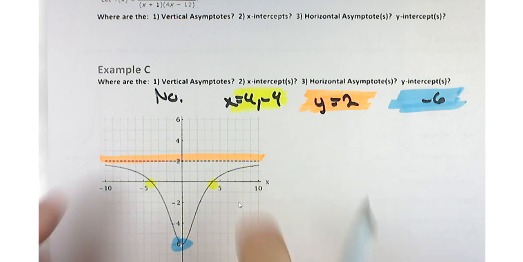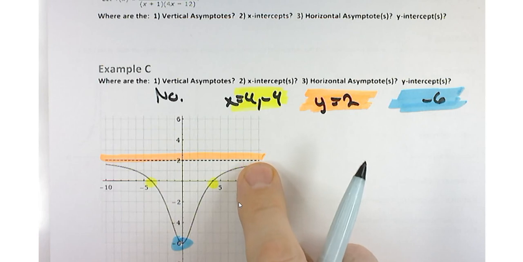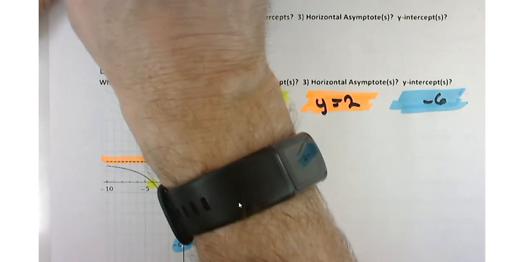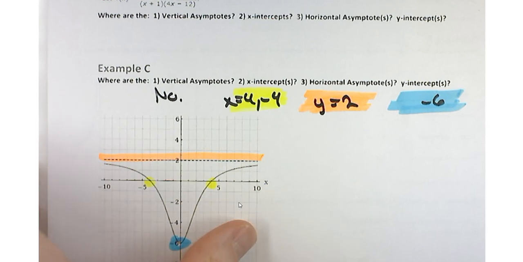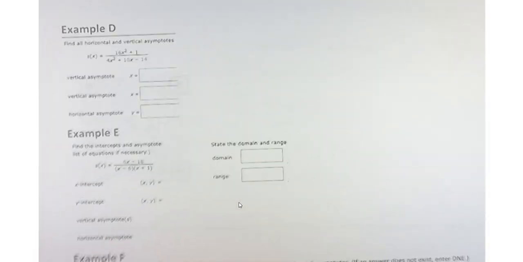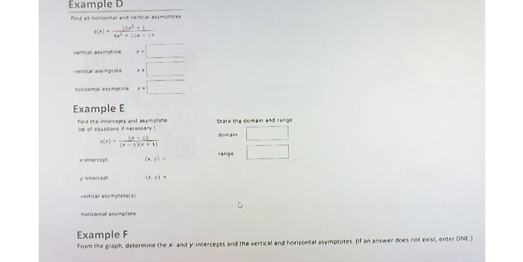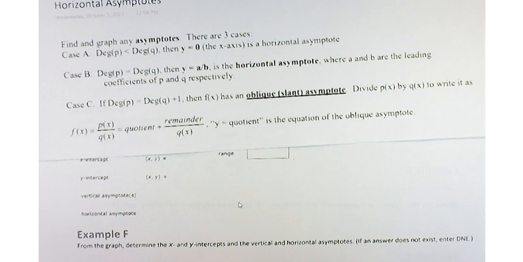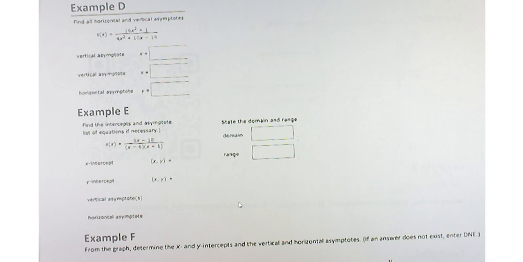Let's try and understand how we can predict where some of these places are, find some of these values, and we'll do that with our next one, example D. I asked you to find several things here, vertical asymptotes and horizontal asymptotes. We'll do a little bit more as well. Now, let me pass this around. This is going to be a way to find our horizontal asymptotes. There's going to be 3 cases of finding your horizontal asymptotes, but let's start with finding your vertical asymptotes.